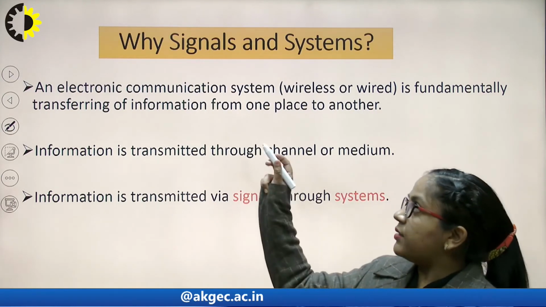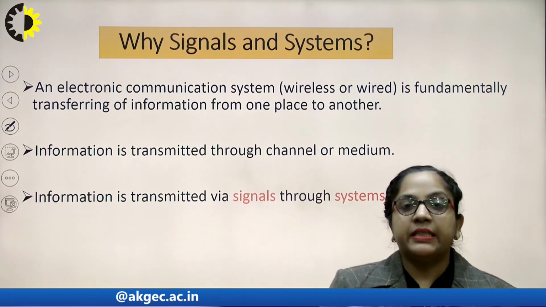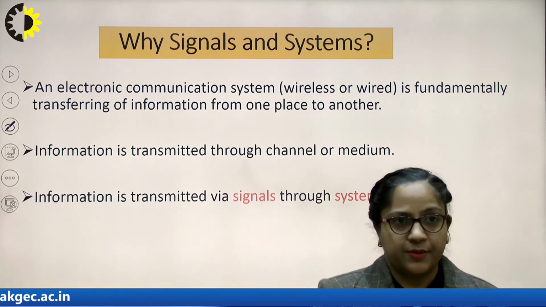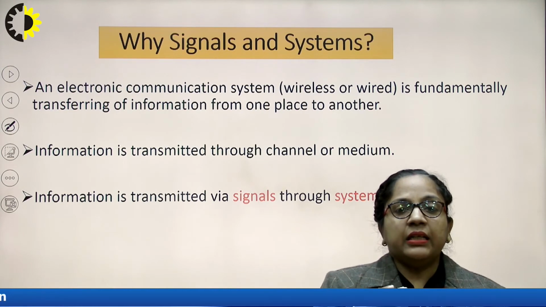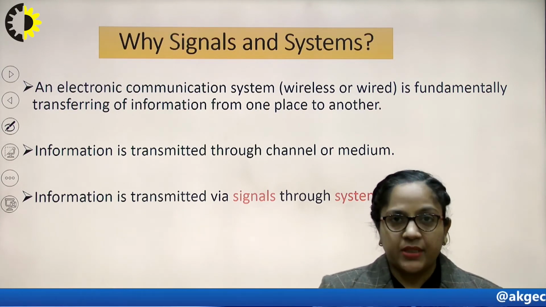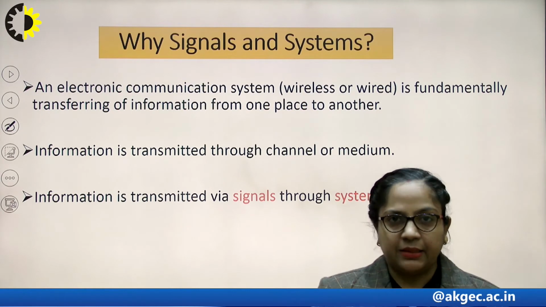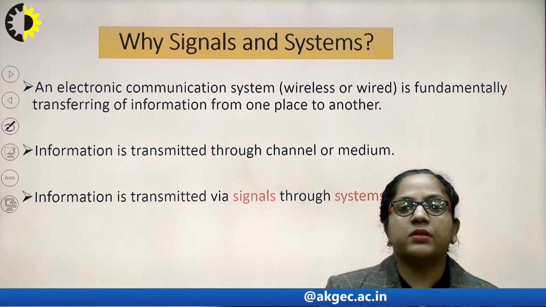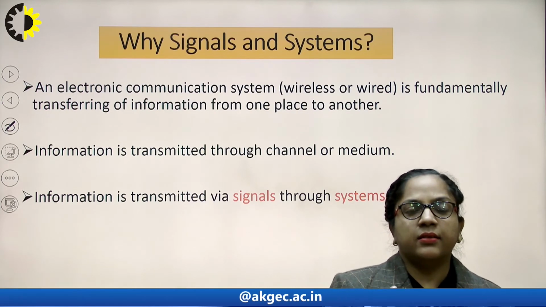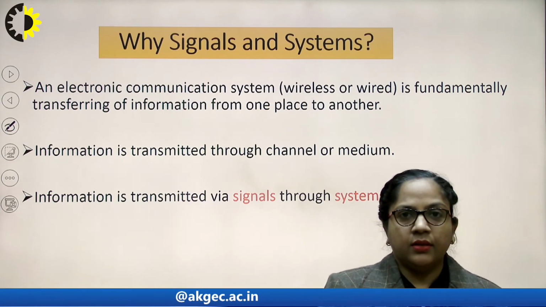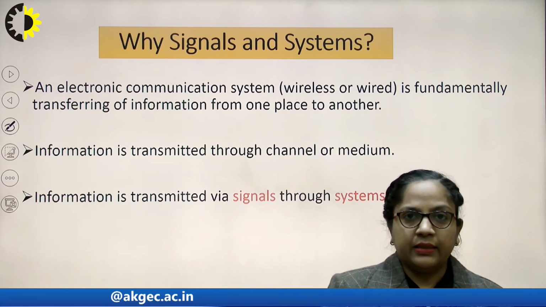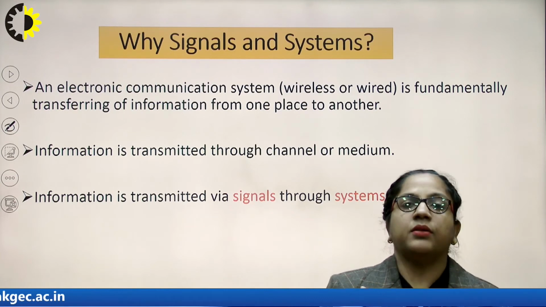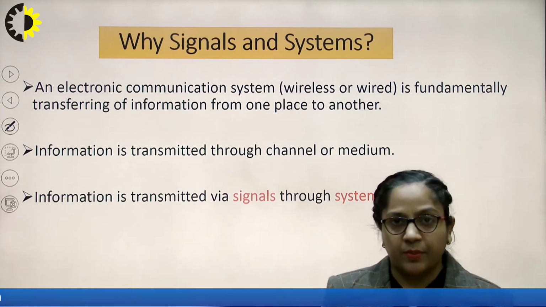What is the role of a signal? Why do we need a signal? Why do we need a system? What is a signal? A signal is a mathematical representation of my data. It is a kind of quantity or entity that will carry the information, and that is variable with respect to time.